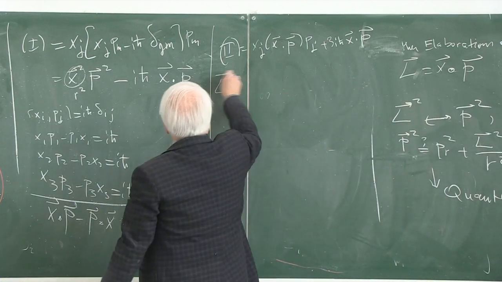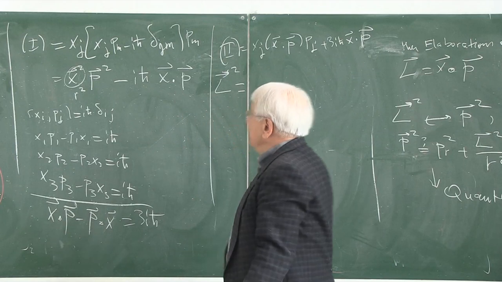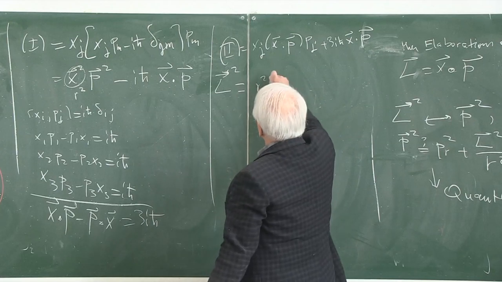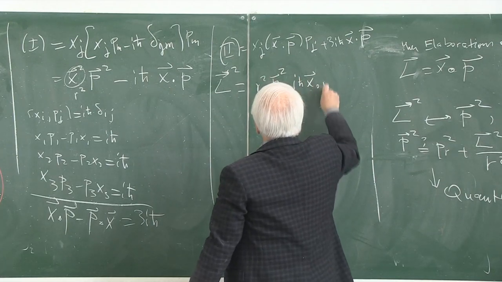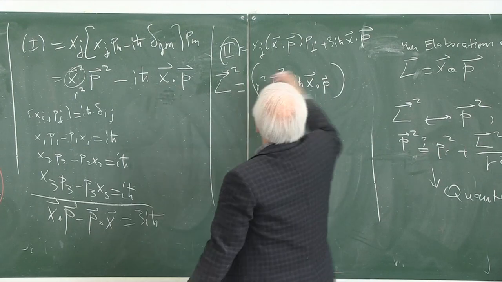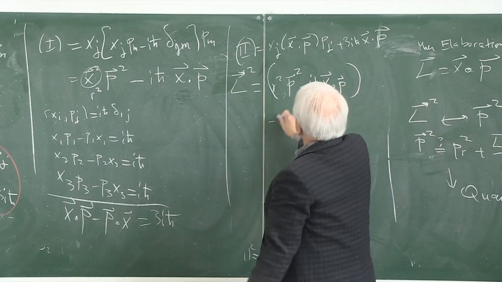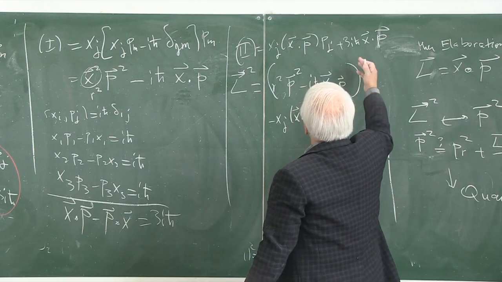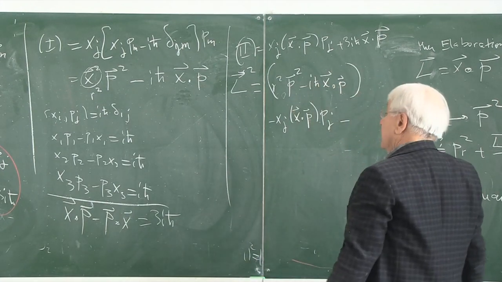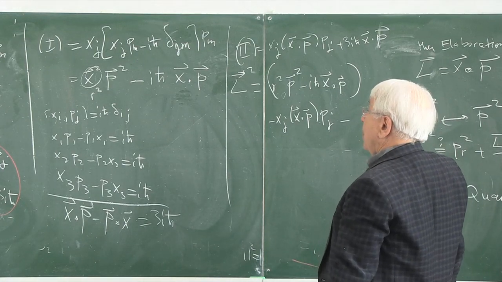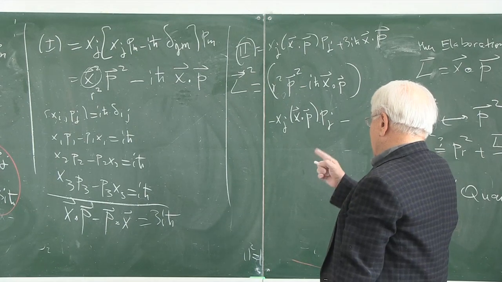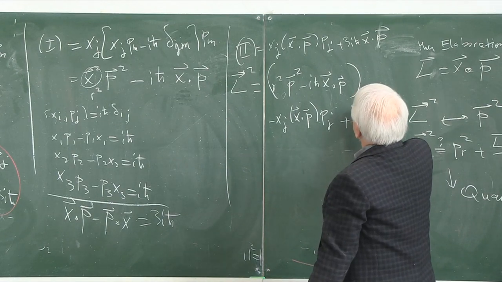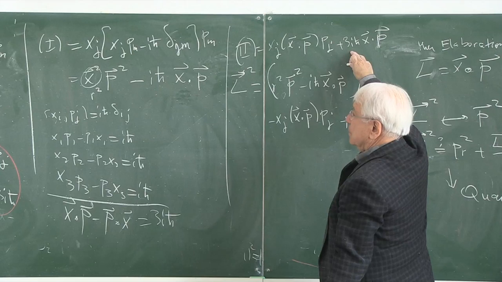So what is L squared? L squared is the first term minus the second term. The first term is this one, r squared p squared minus ih bar x dot p. That's the first term, minus the second term: minus x_j x dot p p_j, minus, well, p dot x is x dot p minus 3ih bar, so there's a minus and minus, plus, that's right. That was a minus sign, right?